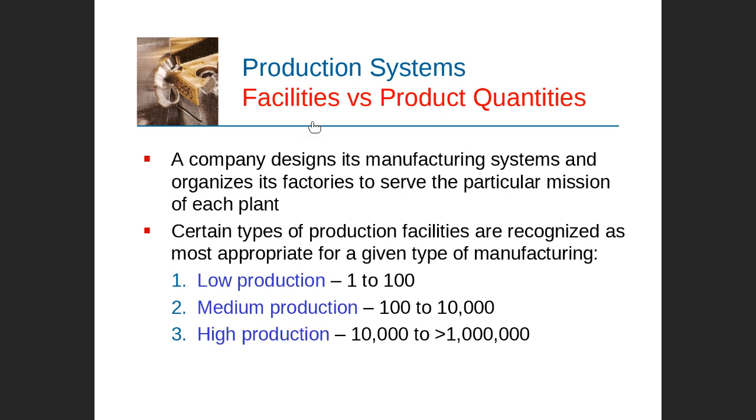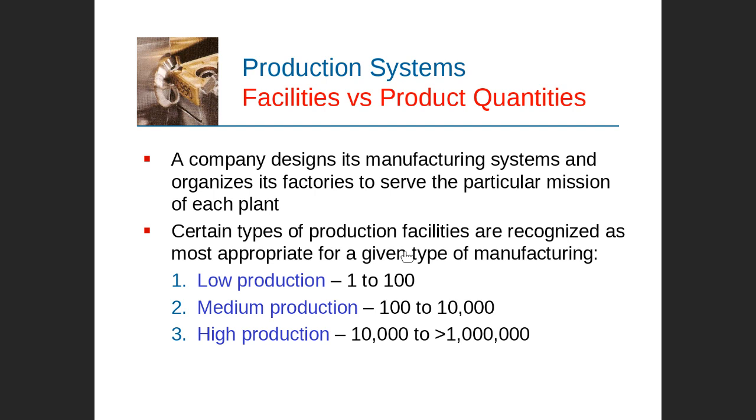This is very important: facility against the product quantity. Facilities against the product quantities. We said that there is low production quantity, medium production quantity, high production quantity, as we described earlier: 1 to 100, 100 to 10,000, and 10,000 to 1 million. This is what we call production quantity that we described earlier, right? I would like you to look at this one carefully.